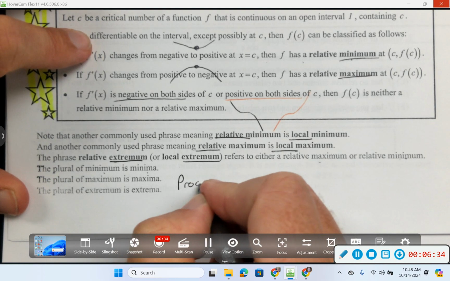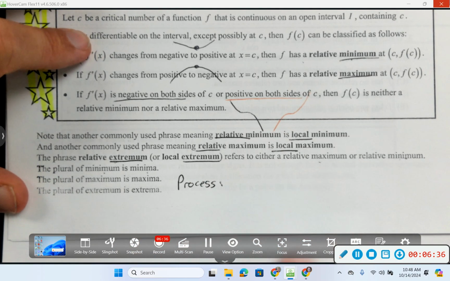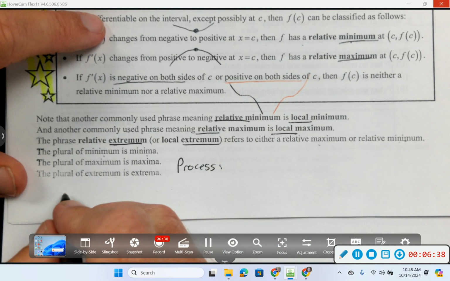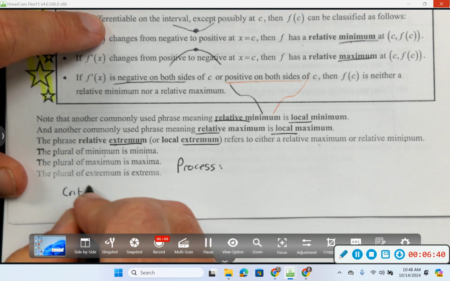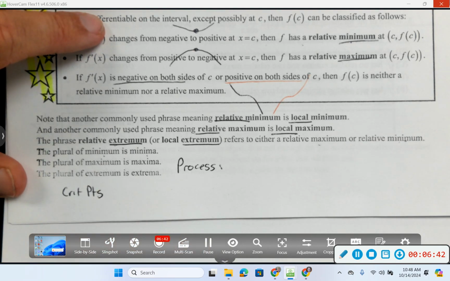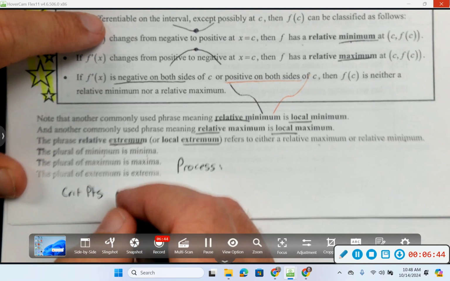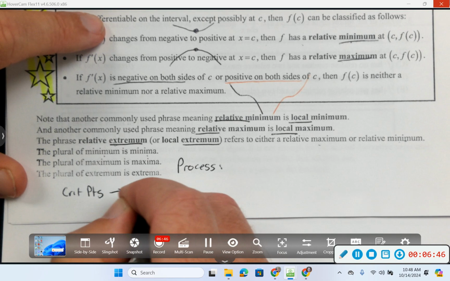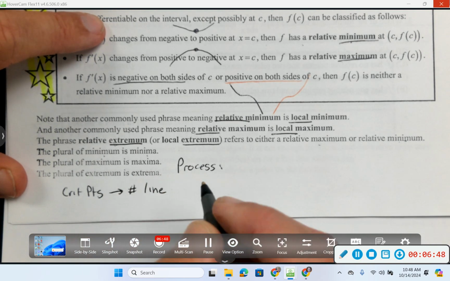Don't turn the page yet. Here's the process we'll use. We'll first find critical points. So we've done that before. Then we'll put our critical points on a number line.